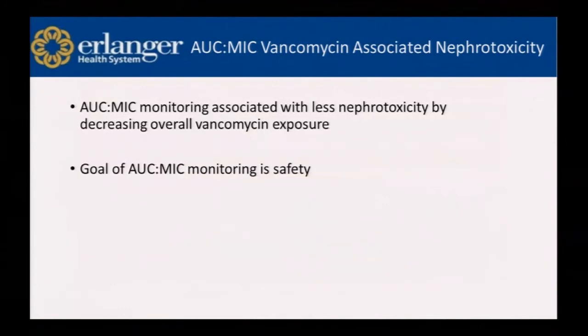So to conclude all of that data, the goal of AUC-MIC monitoring is really safety. We're trying to prevent those toxic levels while achieving some therapeutic efficacy, but as we found in the PROVIDE trial, higher AUC-MICs are not necessarily more efficacious. So really we're just trying to optimize therapeutic efficacy, but really focused on minimizing nephrotoxicity by using AUC to MIC.